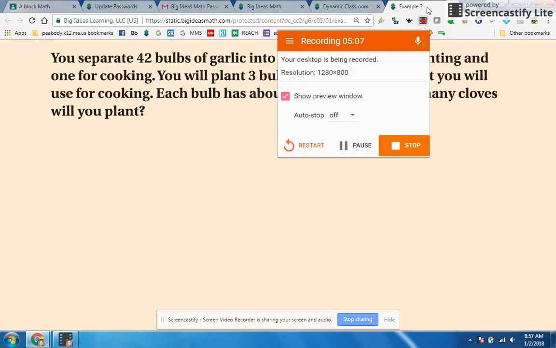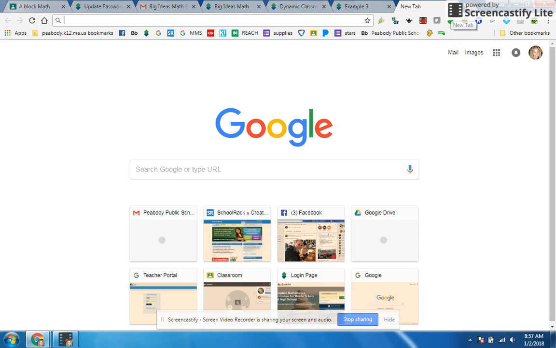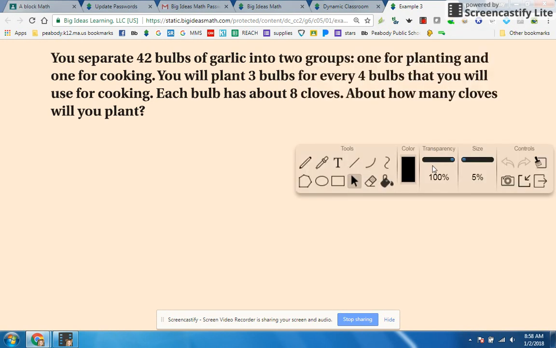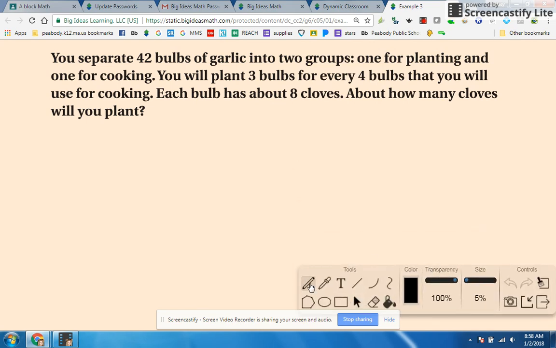All right, let's try this one. So it says you separate 42 bulbs of garlic into 2 groups, one for planting and one for cooking. You will plant 3 bulbs for every 4 bulbs that you will use for cooking. Each bulb has about 8 cloves. About how many cloves will you plant? So this is kind of like a multi-step problem. So let's see what we can do here. Let's start by using the ratio.